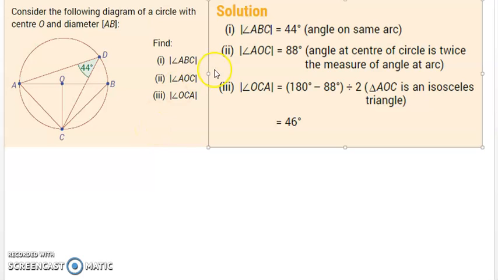So the first example, we have to consider the following diagram of a circle with center O and diameter AB. Find the size of the angle ABC.